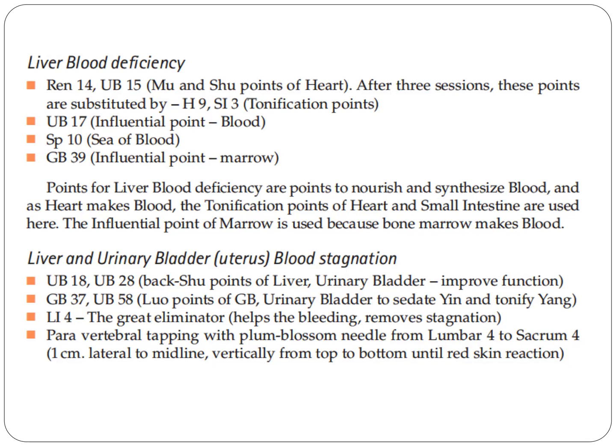Another point we could use is LI4. This point is the great eliminator. This helps in bleeding and removes stagnation. We could also do paravertebral tapping with plum blossom needle from lumbar 4 to sacrum 4. This is 1 centimeter lateral to the midline, vertically from top to bottom until red skin reaction.